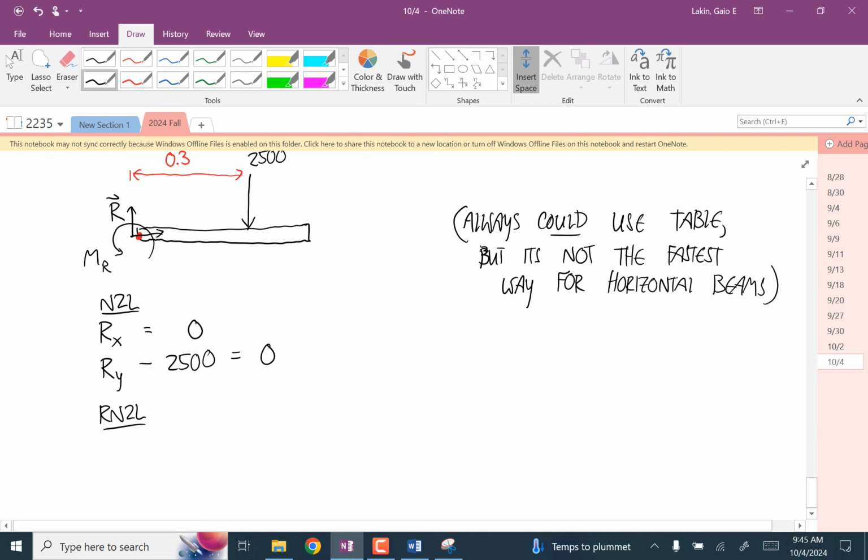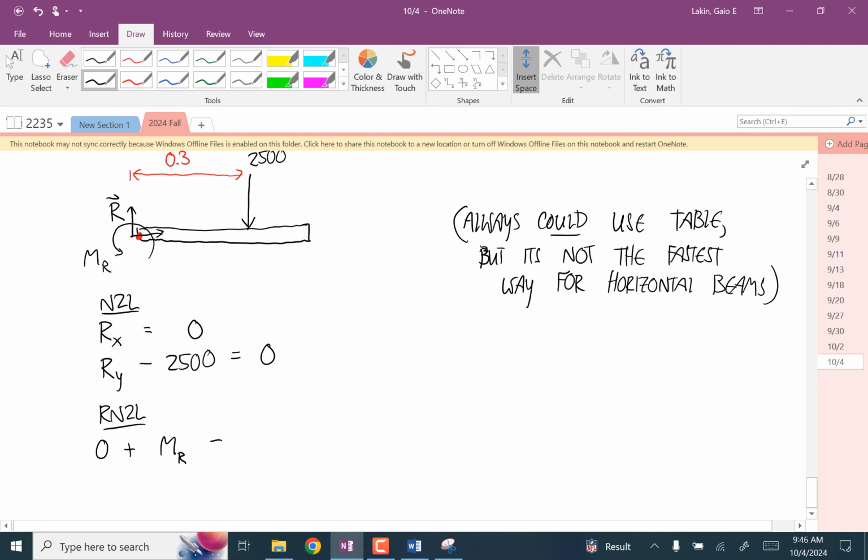Do we have any moment produced by R? No, because I put my about point at the place where R is. It just depends where you put your about point. You can always choose which one of those forces is going to have zero moment. But I'm putting it where R is, so we got 0 for that. But that doesn't necessarily mean that MR is 0. MR is going to just be MR. That always plays itself. You don't have to think about any about points or anything. That just goes in there.